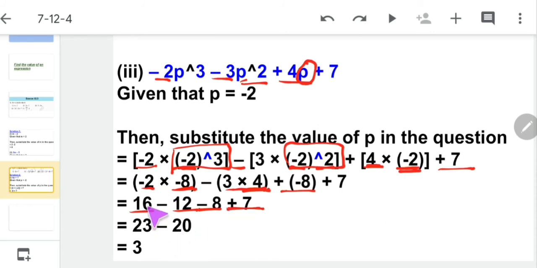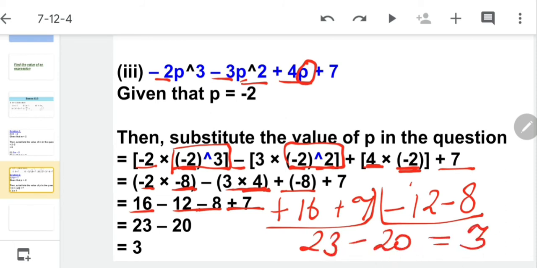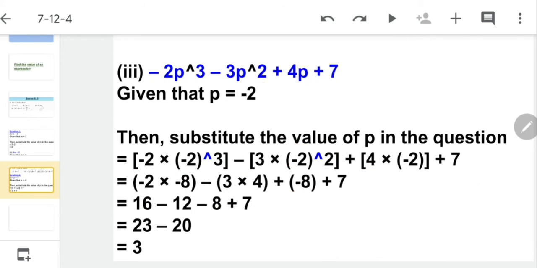So we have 2 positive and 2 negative. Positive will add with positive and negative will add with negative. So it will be 23 minus 20. So the answer is 3. I hope this is clear to you all.